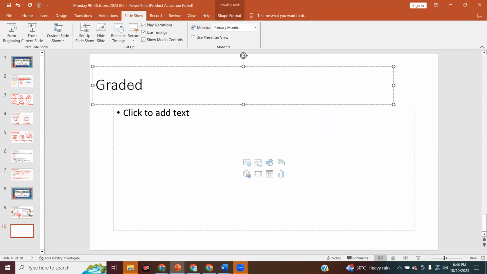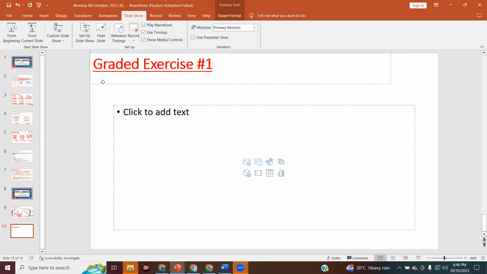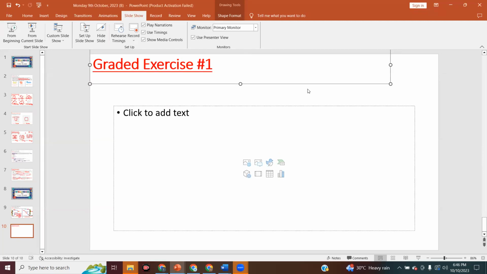Graded exercise number 1. So just be very careful with these shapes. Make sure to draw them as best as you can. Sorry, Mr. Petit. My Wi-Fi just shut off. I can send a note right now. Okay, sure, no problem.